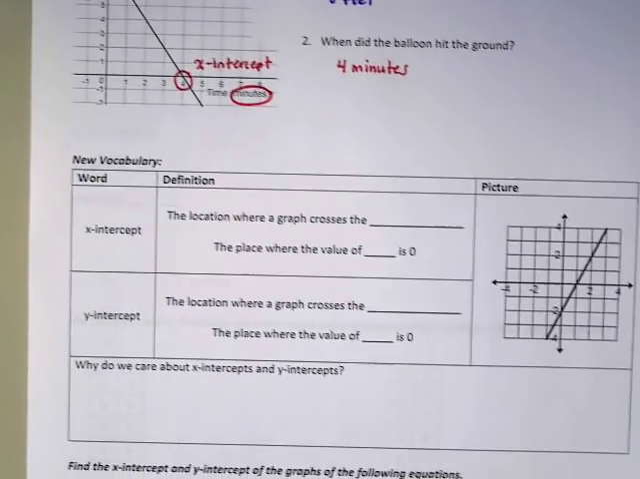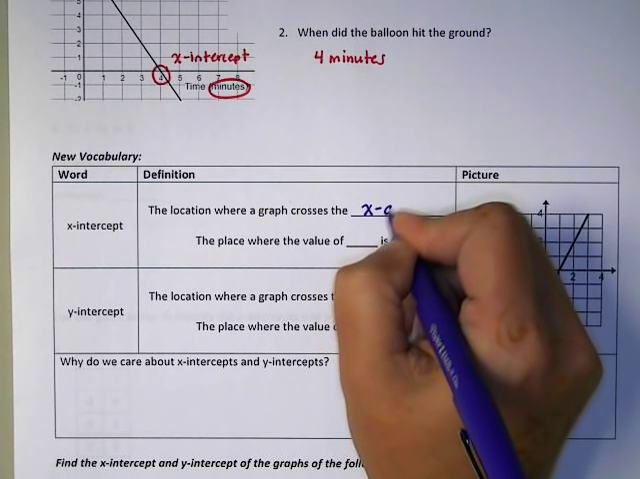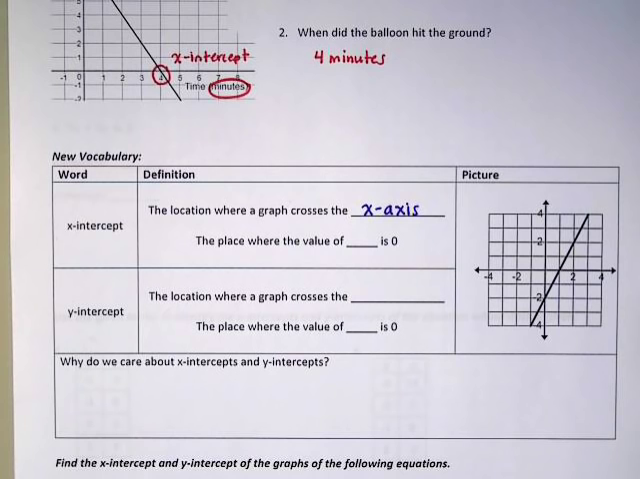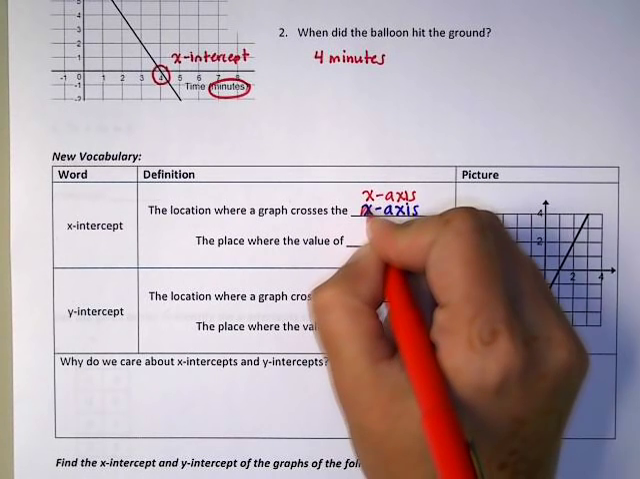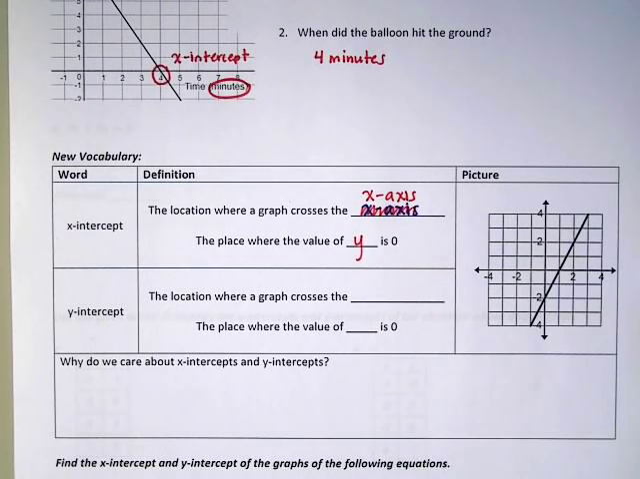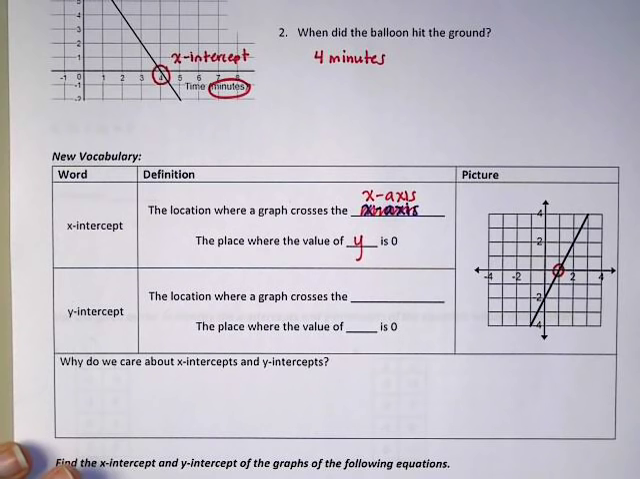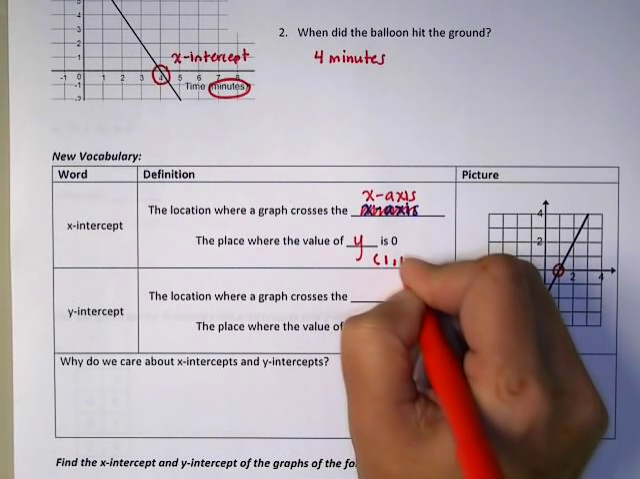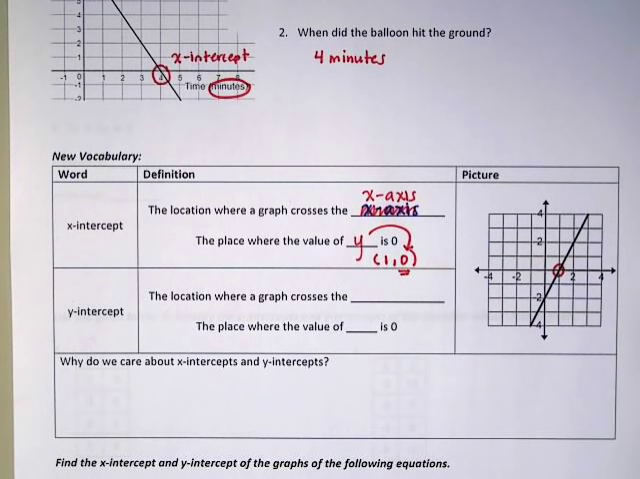So let's start with some vocabulary. The x-intercept is the location where a graph crosses the x-axis. It's the place where the value of y is 0. I should have written this in red, I apologize. I should have corresponded to my previous picture. It is the place where the value of y is 0. For example, if I look at this x-intercept, the coordinates of that point would be the point (1, 0). So the y value in this ordered pair is 0. And that's always going to happen. For any point on the x-axis, the y value is going to be 0.